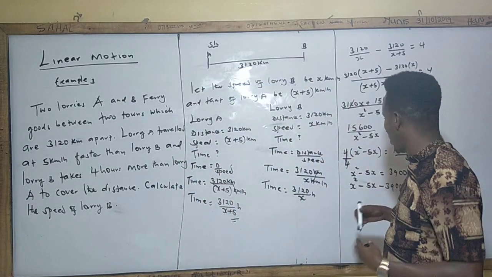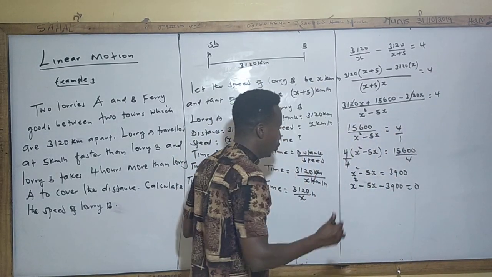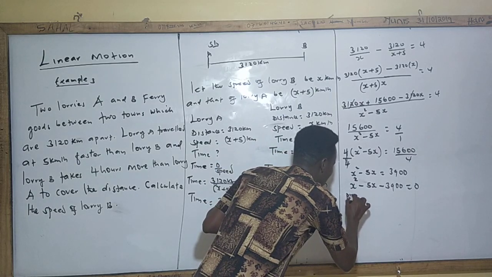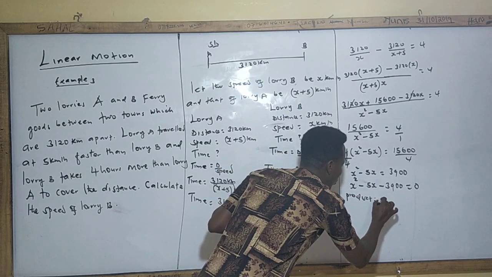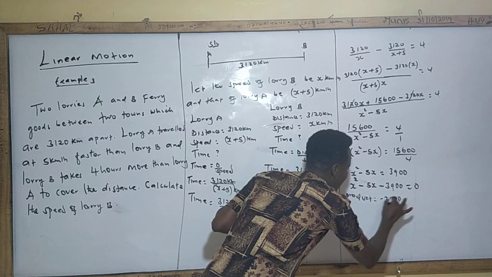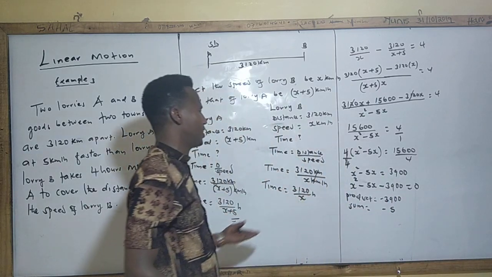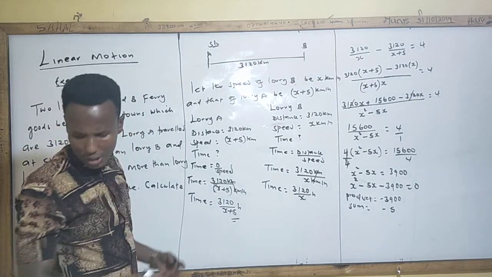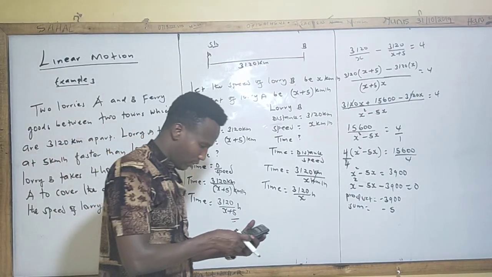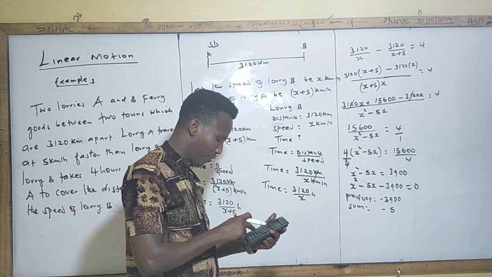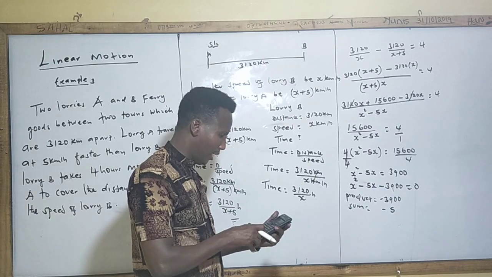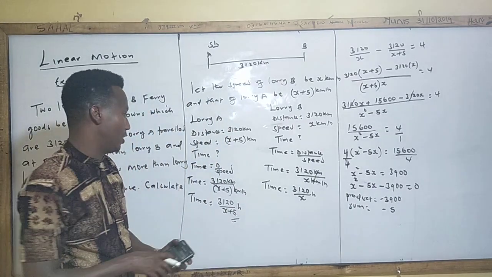Just understand that. So what are you going to do then? You will get two numbers, product and sum. Product is equal to negative 3,900 and sum is negative 5. So the two numbers are 65 and 60. Because if you say 65 times 60, we have 3,900.